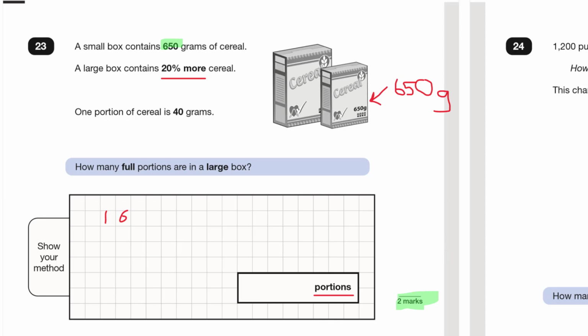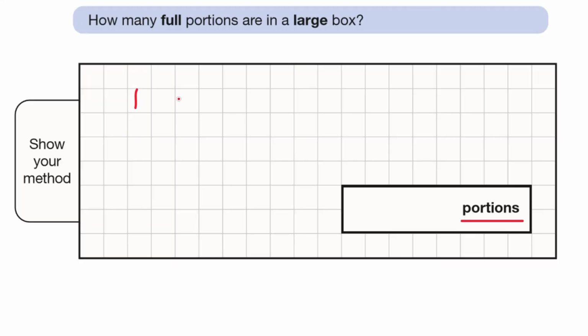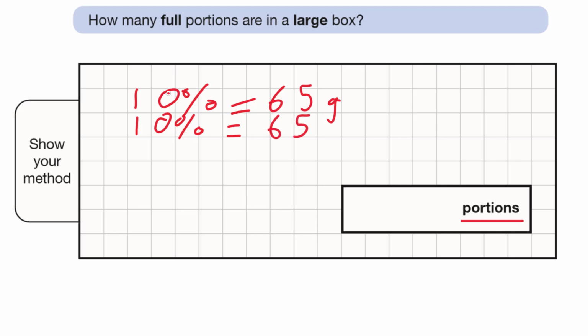I am going to zoom in. So 10% of 650 is 65 grams, because we just divide by 10. So another 10% is 65 grams. Those two combined, if you added 65 and 65, you can do a written addition or add it in your head, I'm just going to write it down, is 130 grams.